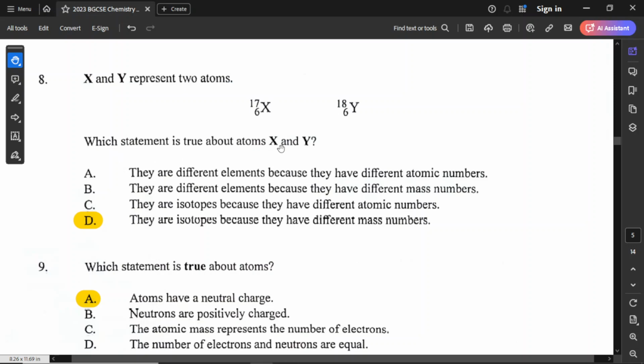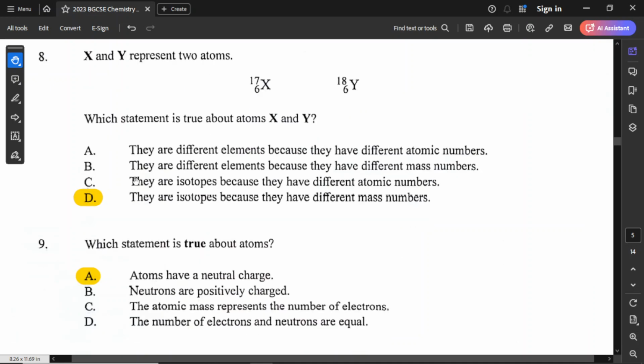Which statement is true about atom X and Y? The correct answer here is that they are both isotopes because they have different mass numbers. So the mass numbers are different, but they're the same element because they have the same number of protons.